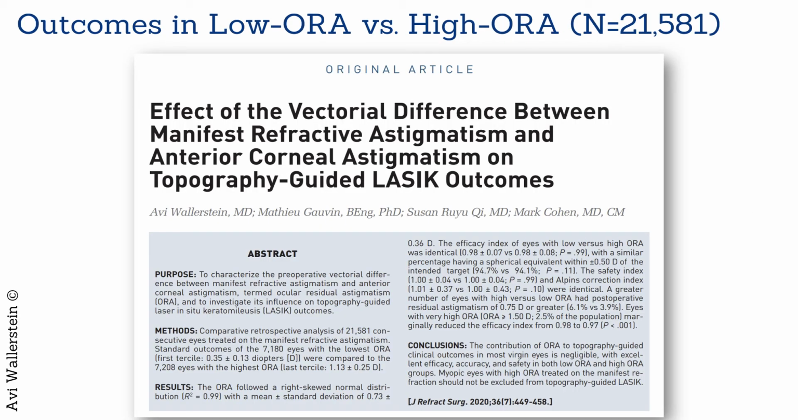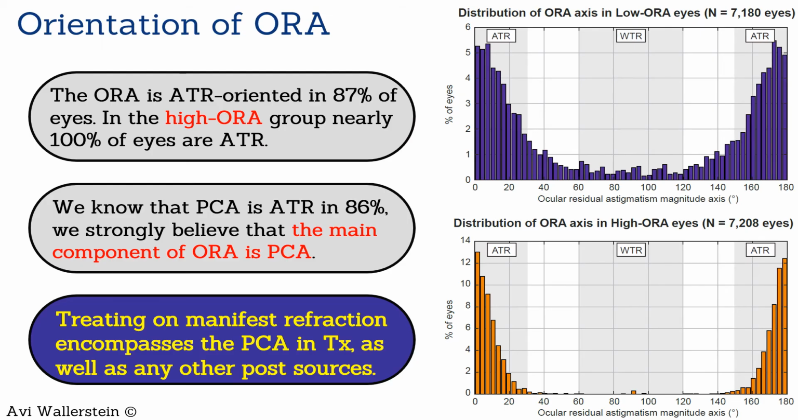We also looked at low versus high ORA in a study of 21,000 consecutive eyes. The ORA is against the rule oriented in 87% of eyes. In the high-ORA group, nearly 100% of eyes are ATR. Given that we know that PCA is ATR in 86%, we strongly believe that the main component of ORA is PCA. Treating on manifest refraction encompasses the PCA in treatment as well as any other posterior sources.